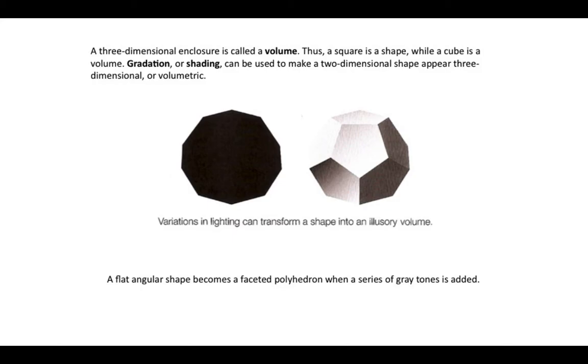A three-dimensional shape is called a volume. So a square is a shape, but a cube, its three-dimensional counterpart, is a volume. You can create the illusion of a volume in a flat shape by introducing value. Notice how the gray values in this shape give it the appearance of volume in this illustration.